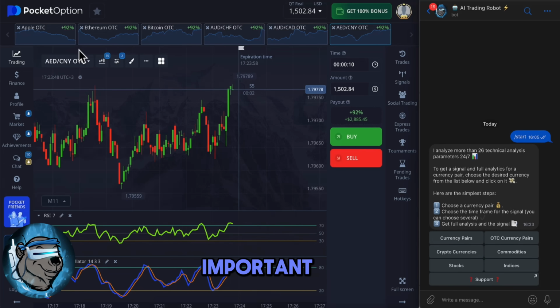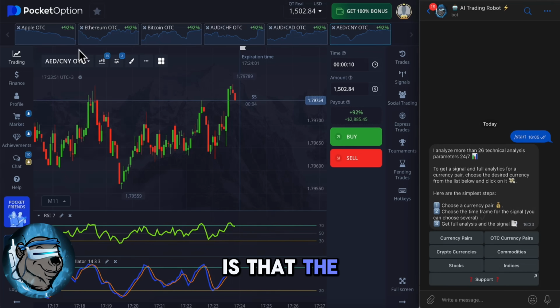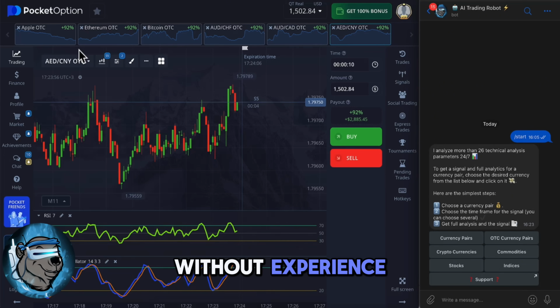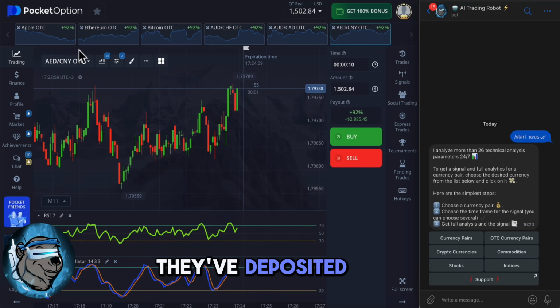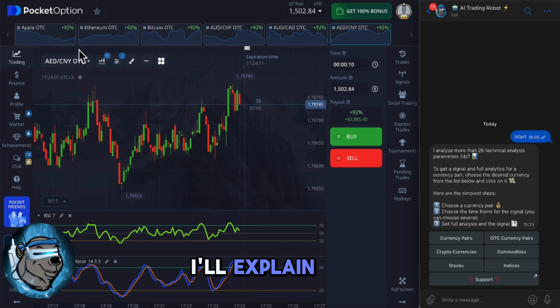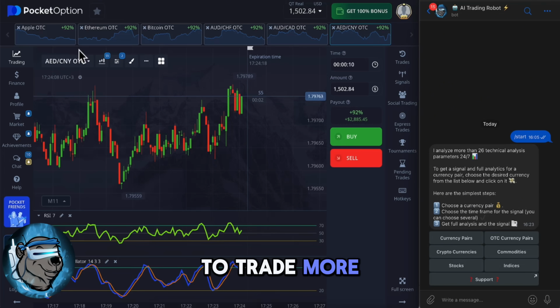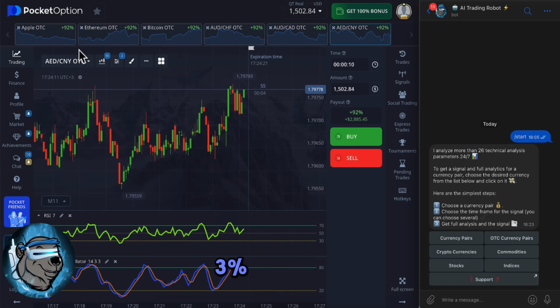But what's also important, as I mentioned earlier, is that the trading I'm doing now is risky, and potentially someone without experience risks losing all the funds they've deposited with the broker. I'll explain why. Because you're not following risk and money management. For the simple reason that if you want to trade more properly, you should not trade more than 3% of your balance. Based on this, you will be able to minimize these risks.